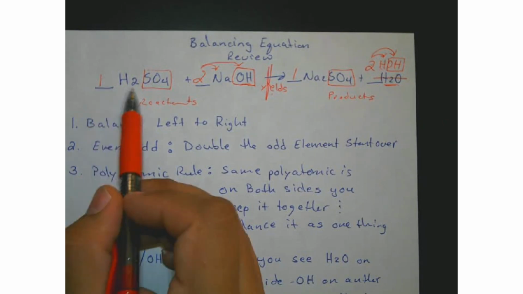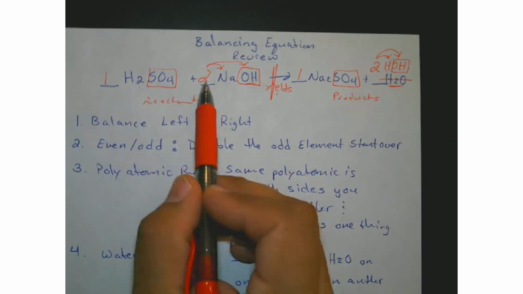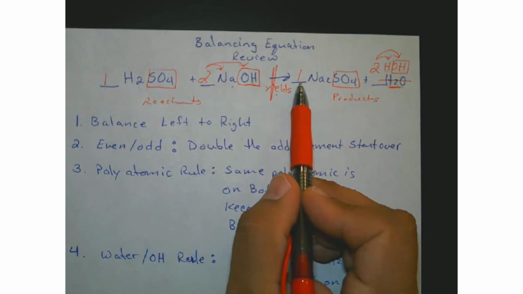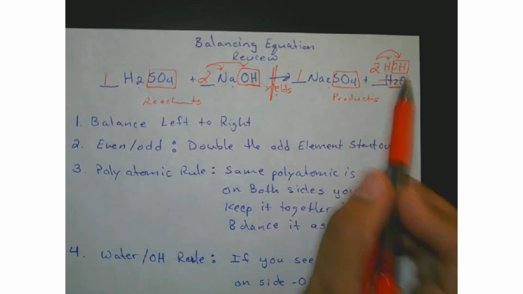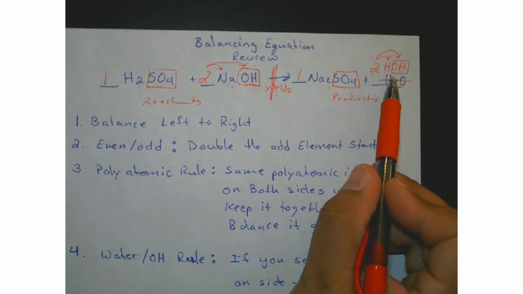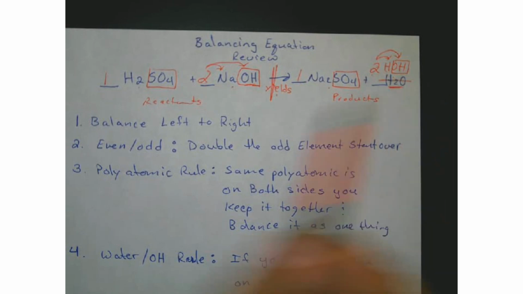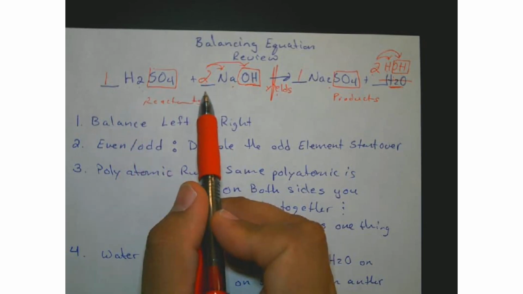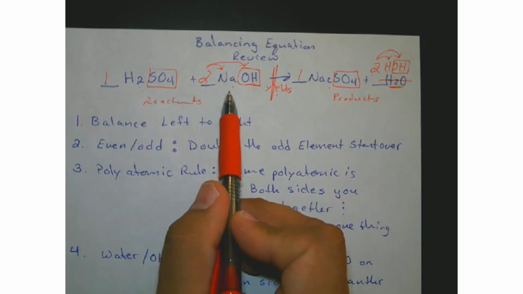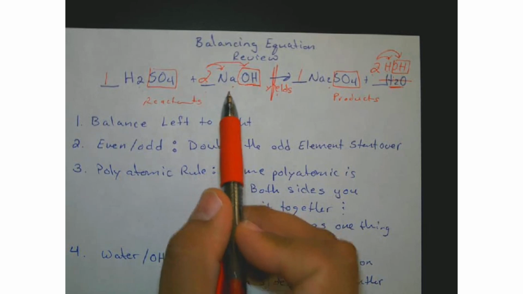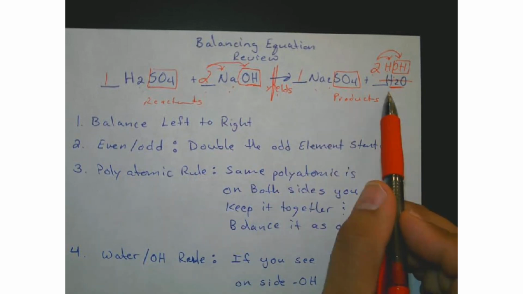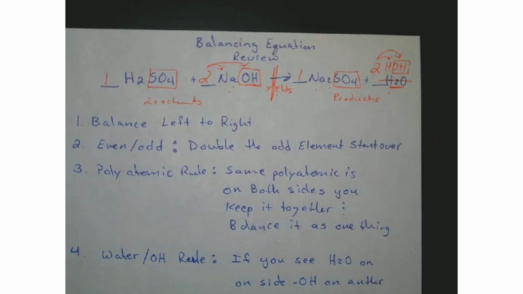What this says here is I have 1 mole of sulfuric acid, 2 moles of sodium hydroxide, and I'm going to produce 1 mole of sodium sulfate and 2 moles of water. Y'all see what I did there? You started off with 1 mole of sulfuric acid, and you added it to 2 moles of sodium hydroxide, and you ended up making 1 mole of sodium sulfate and 2 moles of water. Guys, this is balancing equations.